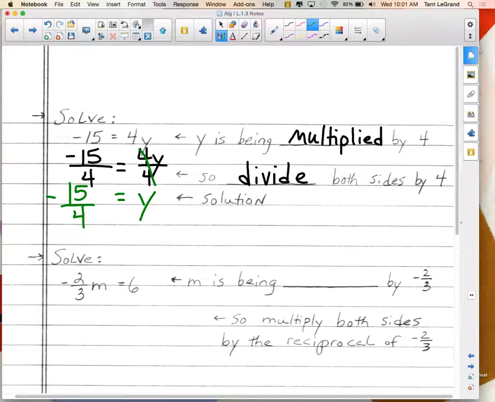If you want to change it to a mixed number, you're not wrong. What would it be? Yeah, negative 3 and 3/4, right? It would be negative 3 and 3/4, also known as negative 3.75 in decimal form.